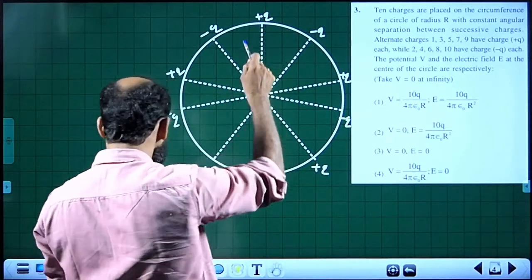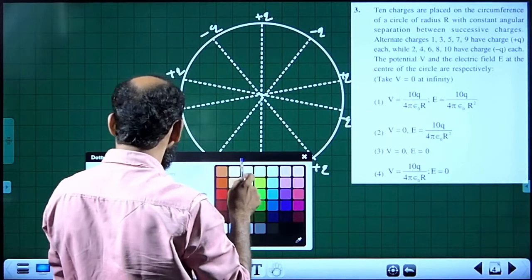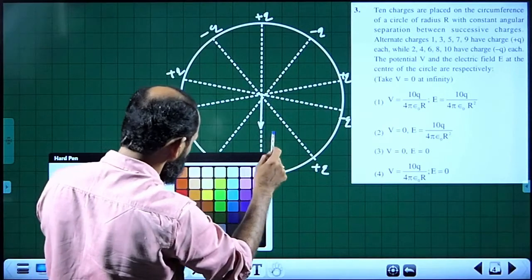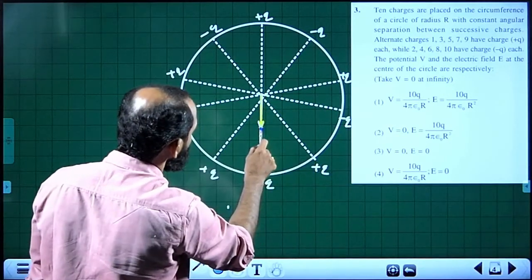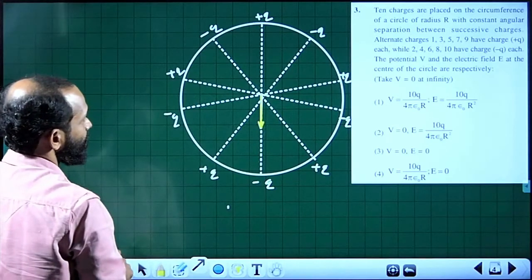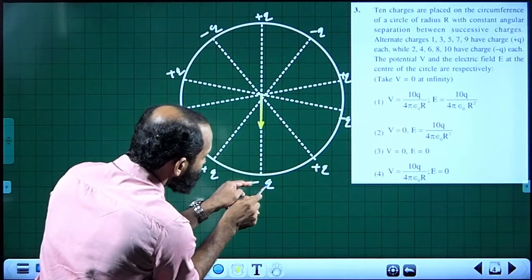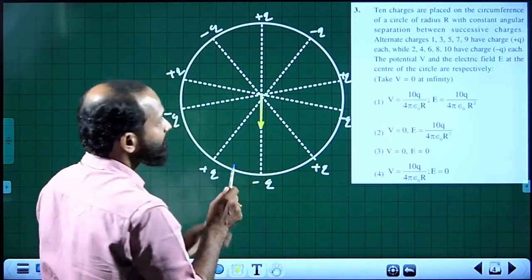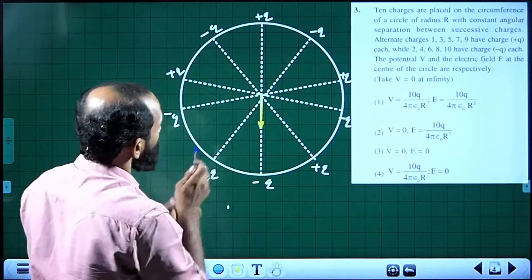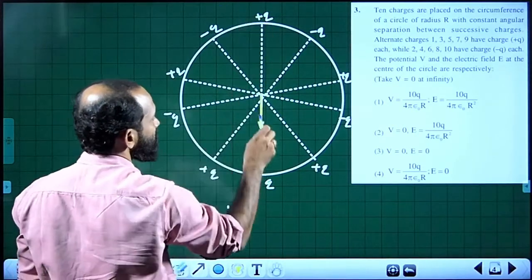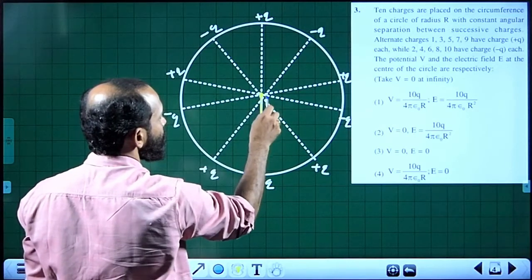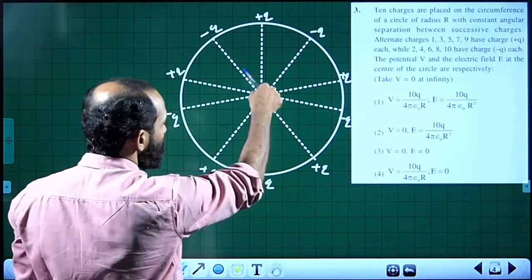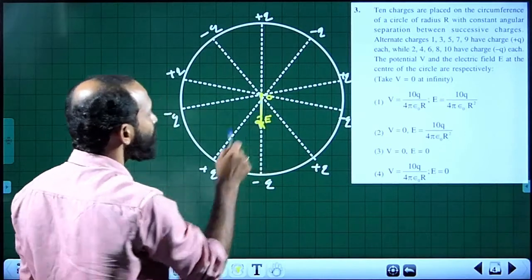Now we are finding the field. Field due to this plus q alone, what is the direction? Field due to plus q alone is downward. Field due to this minus q is also downward, so the field along the vertically downward direction is twice the field due to a charge q. Suppose this plus q has a field E at the center O, then this minus q also has a field E numerically in the same direction, so that the total field is 2E.